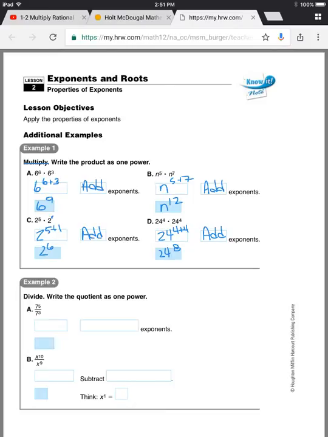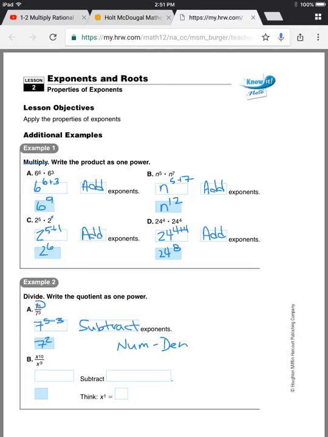Dividing, write the quotient as one power. So for multiplying, you add the exponents. For dividing, you subtract the exponents. So we take our base of 7 and we do 5 minus 3. We always take the numerator minus the denominator and we get 7 squared. So numerator minus denominator.